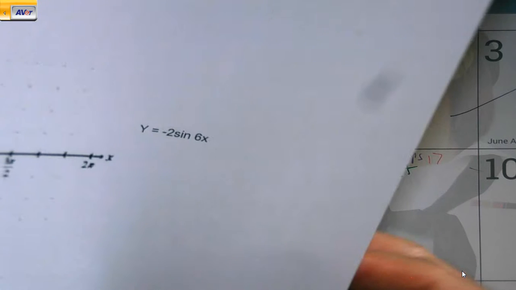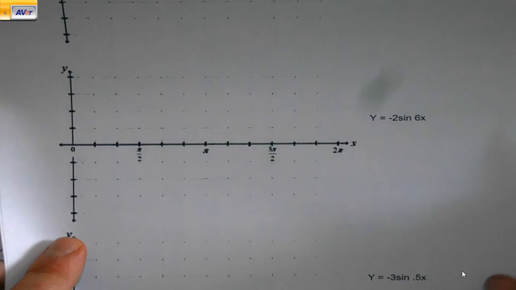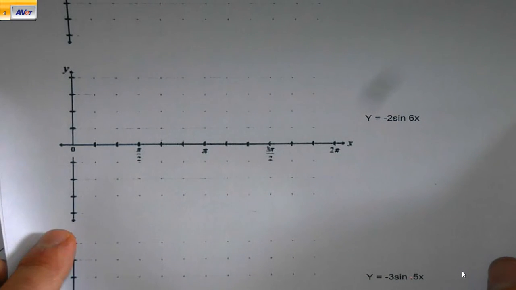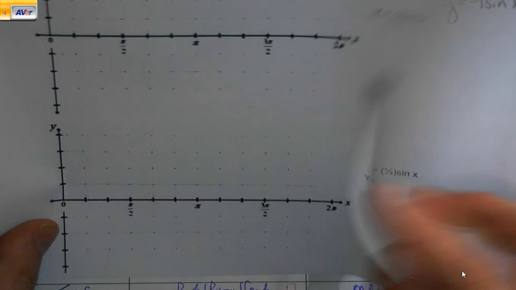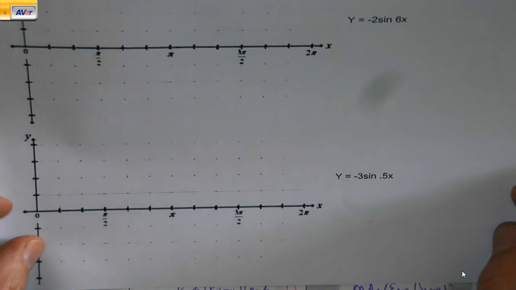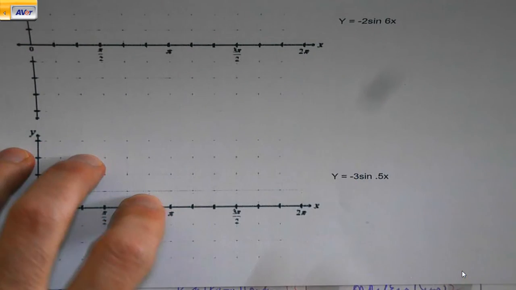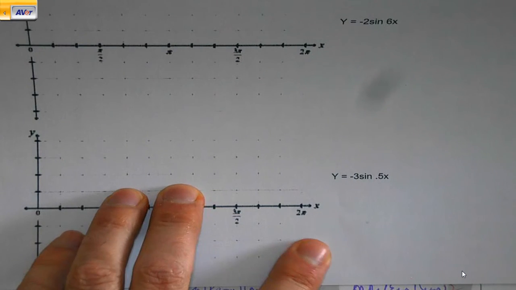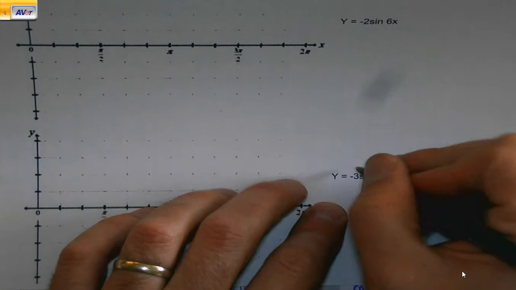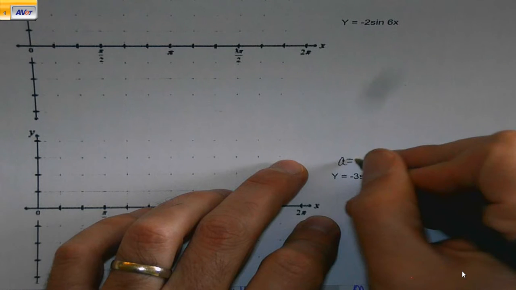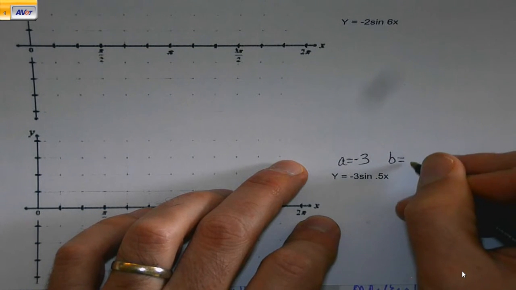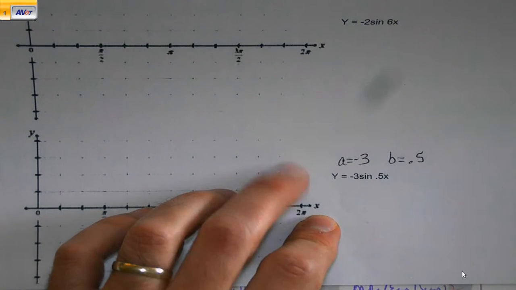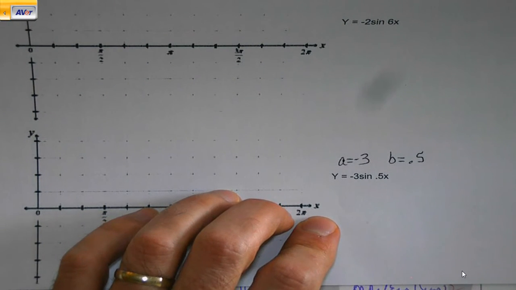So let's see here. Ooh, that looks interesting. Let's actually do the very last one on this side here. I don't think, yep, that's the end. So we're going to take a look at this one on the bottom. So I look at this and I go, okay, my A value is -3. My B value is 0.5, or we could call it a half if you want to do that.